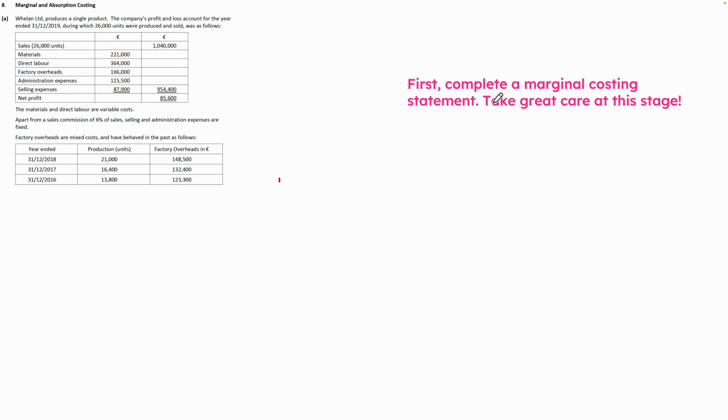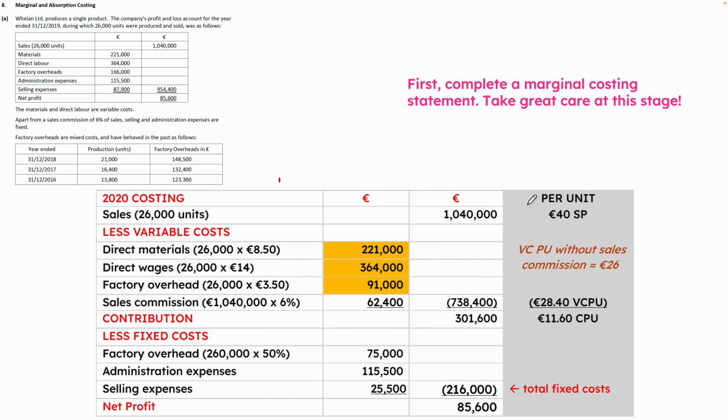Okay, so let's just have a look. So this is our marginal costing statement. Okay, we have to do one of these at the very start of a marginal costing question. And when we have this done and we take great care in doing it, the rest of the questions should be very easy for us. Okay, so looking at our sales in units, we've got the 1,040,000, so we have that there. We're breaking it down now to a per unit price as well. And so we've got €40 is the selling price there.